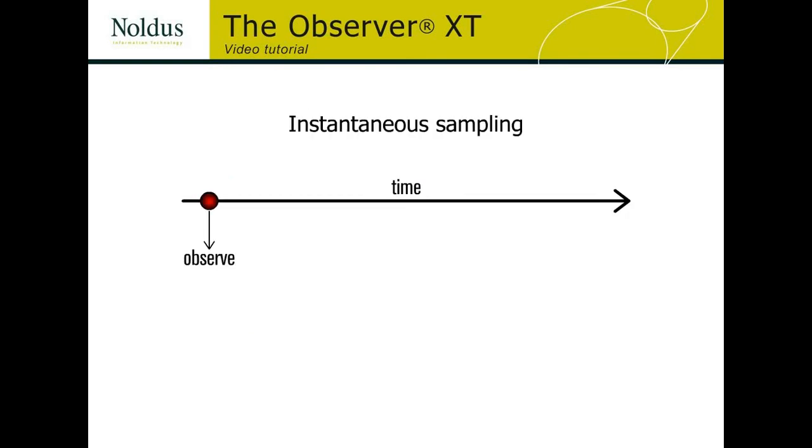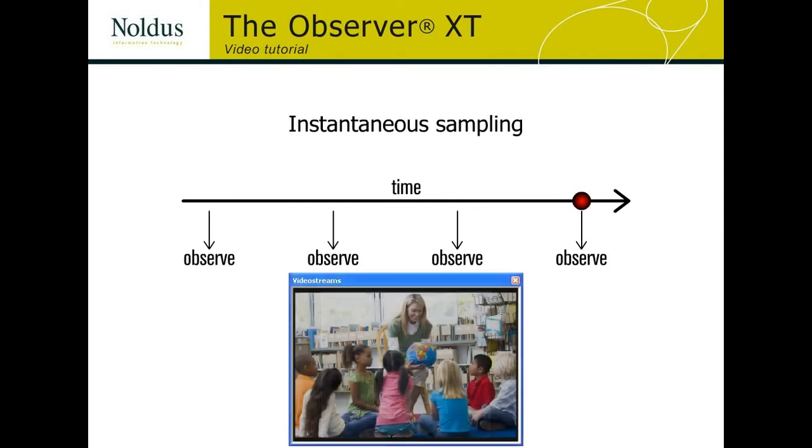Instantaneous sampling is an observation method in which you record the behavior of each individual at regular time intervals. It is also called time, scan, or interval sampling. Usually you choose this method when continuous sampling is not practical, for instance when you need to observe many subjects for a longer period of time. In this case we will study one teacher and a group of children in a video observation. Of course you can also observe live without video.